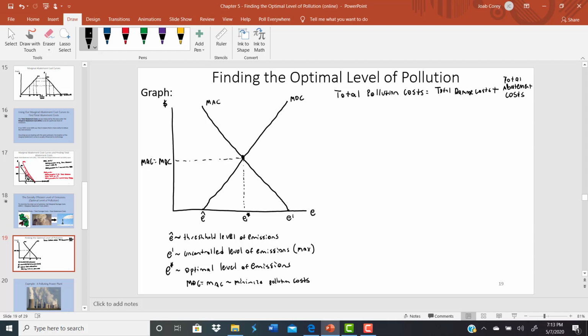All right, now how do we find out where those are? Well, our total damage costs are going to be the area under our marginal damage cost curve, again, at the optimal number of emissions. So if we're looking at this, it's going to be this area here.